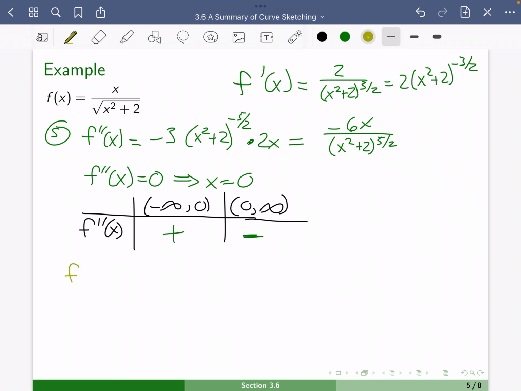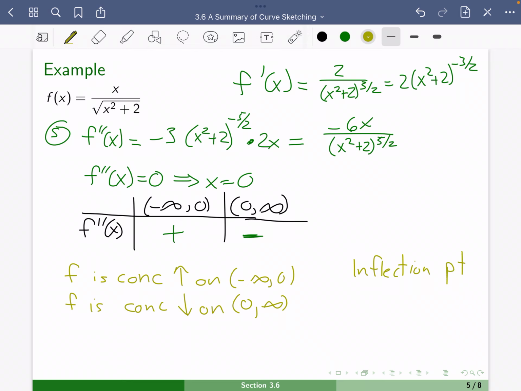So f is concave up on negative infinity to 0, and f is concave down on 0 to infinity. Right at 0, we will have an inflection point that was in the domain. When we plug in an x value of 0 into the original function, we get a y value of 0. So (0, 0) is an inflection point. And we have our intervals of concavity.